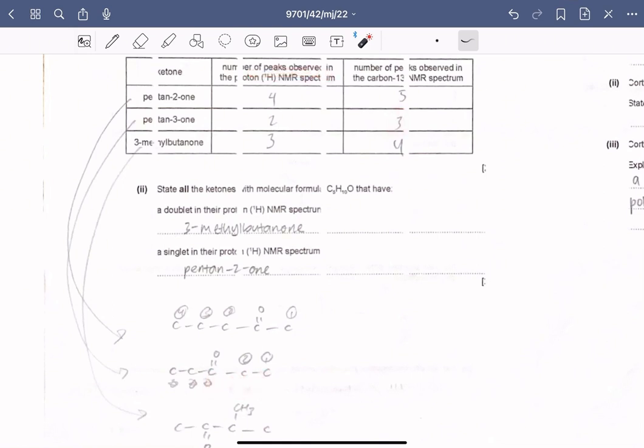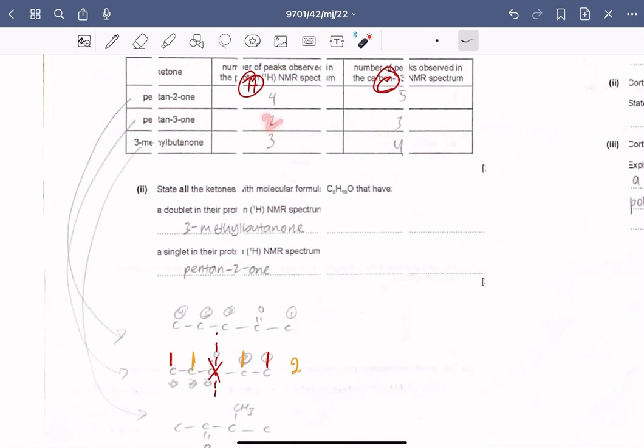Number of peaks observed in the proton NMR. Proton focuses on H, remember. This focuses on C. This does not have an H atom. The H atom environment in here and in here is the same because it's symmetrical, and therefore this H atom has the same environment as this H atom, and therefore there are only 2 different peaks observed.